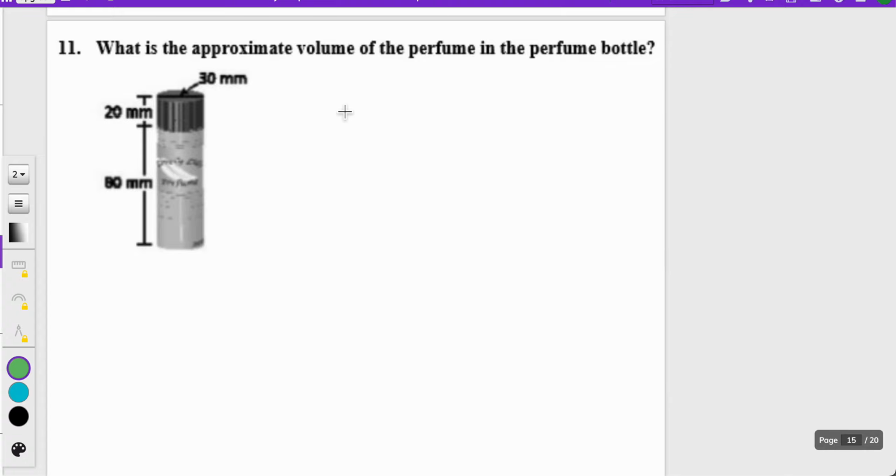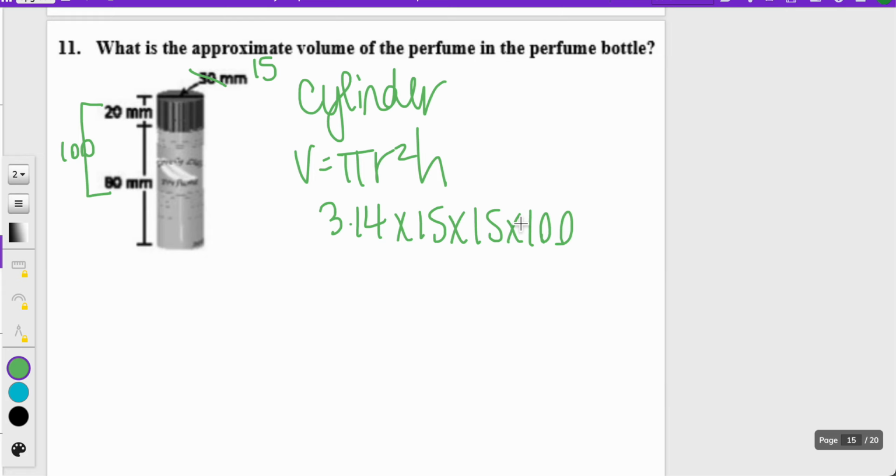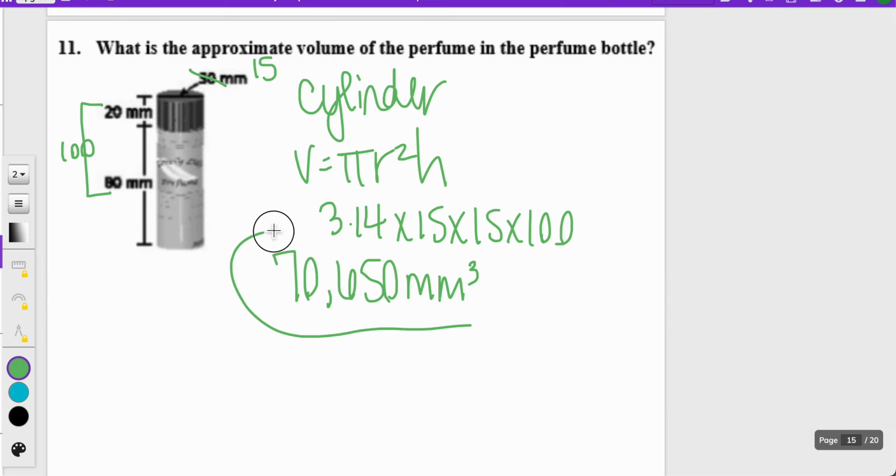So we want to make sure we're seeing this as a cylinder. So we're going to use volume as pi times radius squared times height. Notice my radius is not 30, it's 15, and my height is not 20 and 80. Together it makes 100. So 3.14 times 15 times 15 times 100. So 3.14 times 225 times 100. I'm getting 70,650 cubic millimeters.